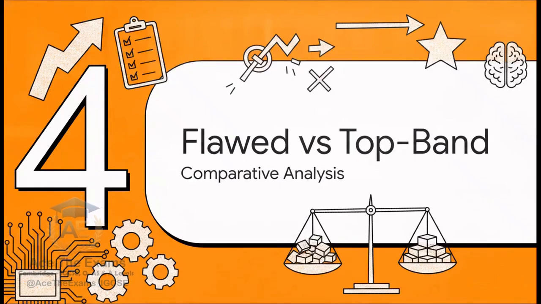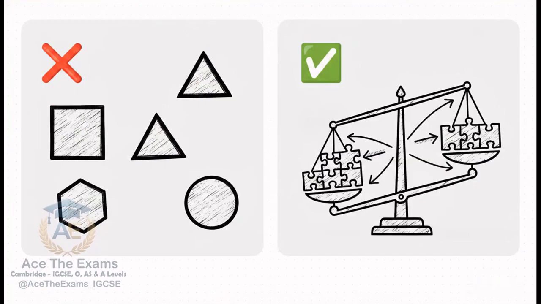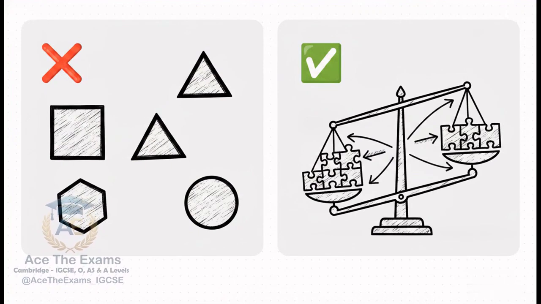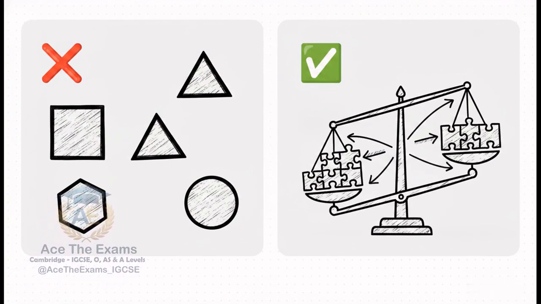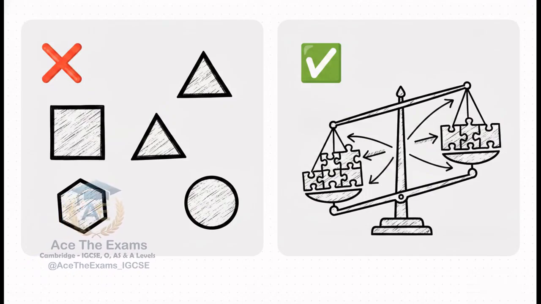Section 4. Flawed versus top-band answers. This brilliantly illustrates why we really need to look at a direct comparison to see this 5-step framework in the wild. Let's look at the difference between a flawed response and a true top-band response.